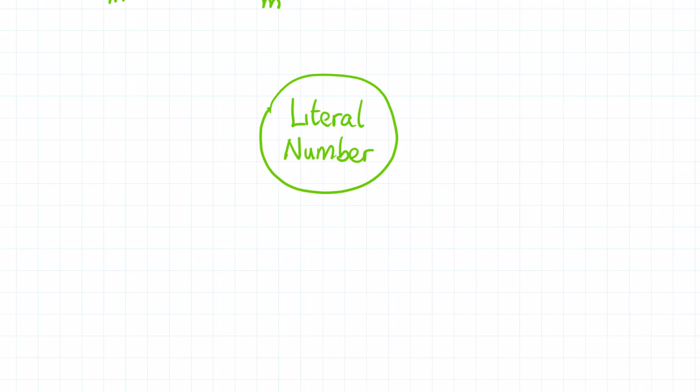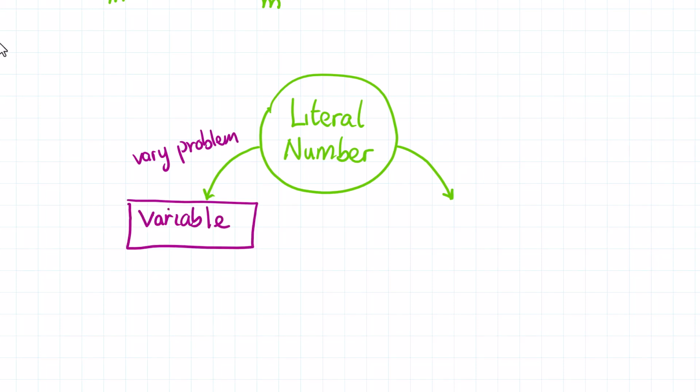Now, in terms of classification, there are two types of literal numbers. The two types include the following. One is the ones that vary with respect to a specific problem, and this is known as what? A variable. However, the ones that are fixed numbers are known as constants.